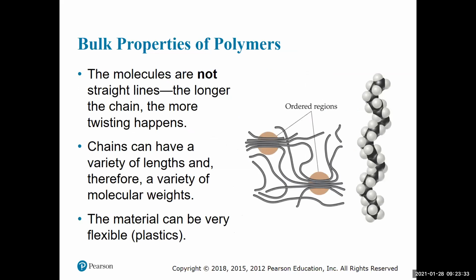So when we talk about the bulk properties of polymers, we said that polymers are really long, like a really long chain. So these are big molecules. And so you can even think of it kind of like a rope. And just like a rope isn't perfectly straight, the polymers kind of move around and twist and bend and things like that. And the longer it is, the more of that lack of structure you can have.